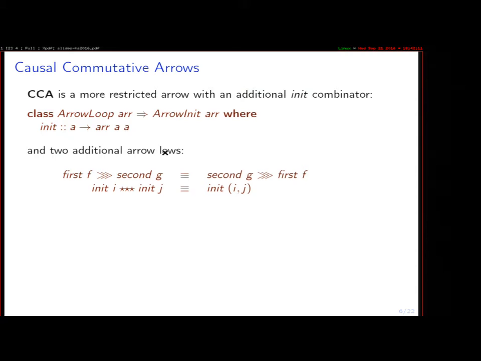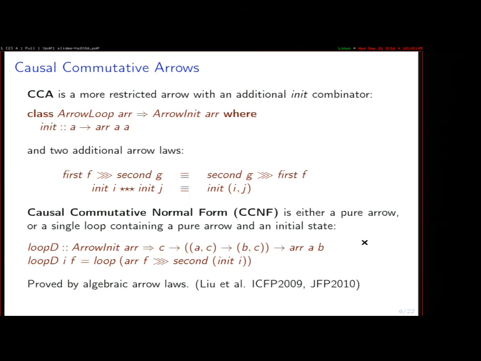In addition, there are two additional arrow laws we introduced together with this ArrowInit class. The first states that parallel composition, which I mentioned matters for general arrows, does not matter for CCA. They're equivalent. And if you combine two init arrows together in parallel, it is equivalent to init of a product of the initial values.